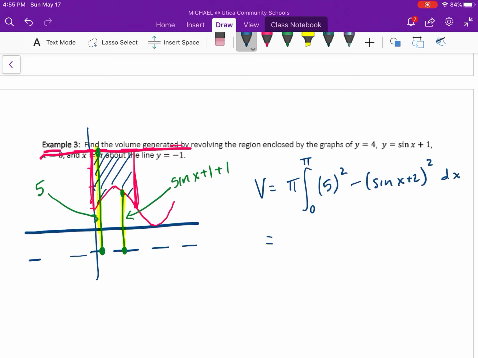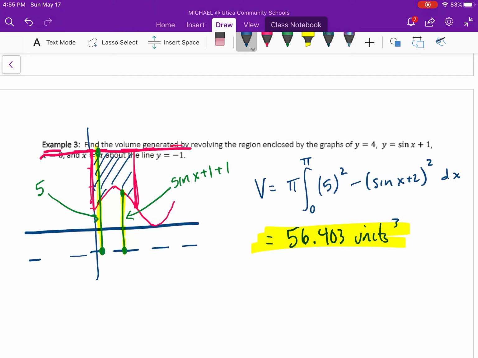Alright, this is going to be one where I do not have the ability to do this using methods other than a calculator, so I'm just going to go ahead and plug it into the calculator now. Go into the math functions, go from 0 to pi, 25 minus quantity sine of x plus 2 squared dx. Gives me an answer of 56.403 cubic units.